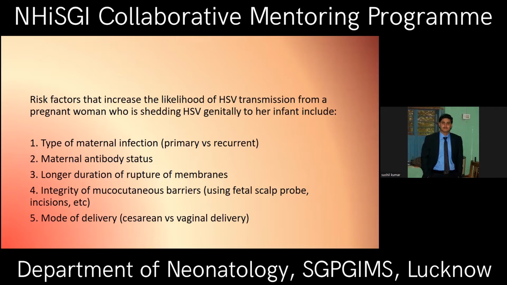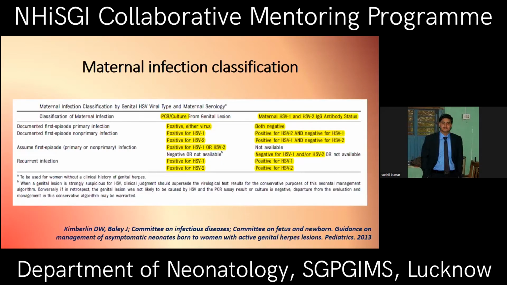So these are a few terminologies characterizing maternal infection on serological examinations and cultures. We have four different categories. First is documented first episode of primary infection. Second is documented first episode of non-primary infection. Third is assumed primary or non-primary infection. The last one is recurrent infection. So what is primary infection? Primary, as the name itself indicates, means that a mother is affected for the first time and she was seronegative in the past.